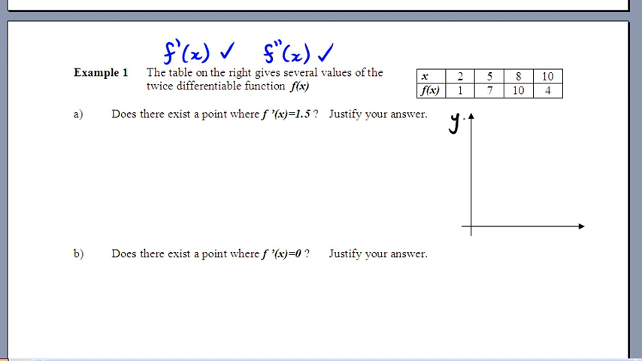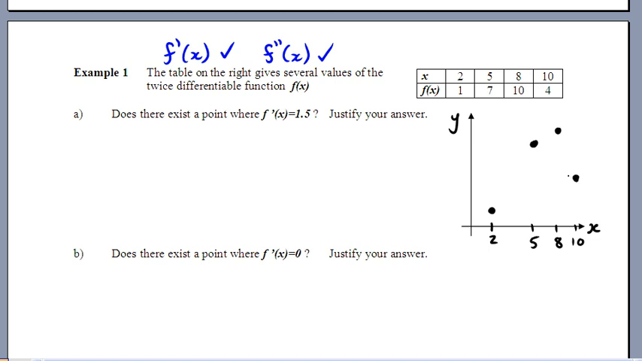I'm going to put my y values here, my f of x values, my x values there. And we've got these points, 2, 5, 8, and 10. So here's 2, and then we'll go 5, and then 8, and then 10. Okay, the points. I'm just going to roughly put these in here. At 2, we're at 1. At 5, we go up to 7. Okay, great, got that. At 8, we're going to be at 10. It's going to put us about here. And then at 10, we're going to be way down here at 4.